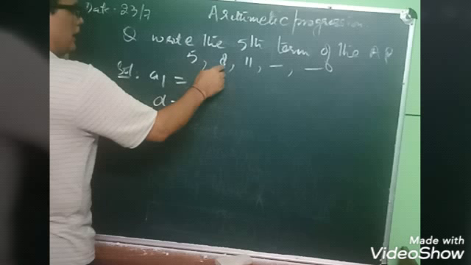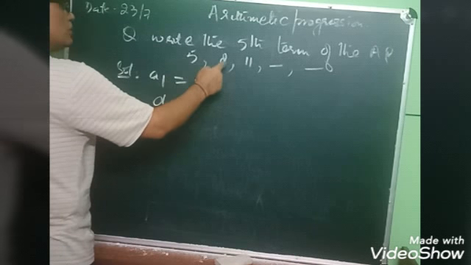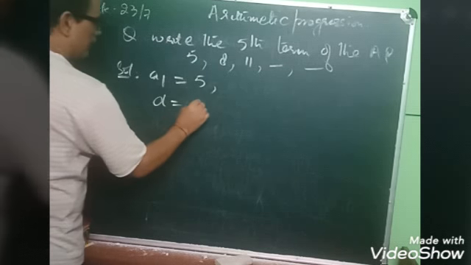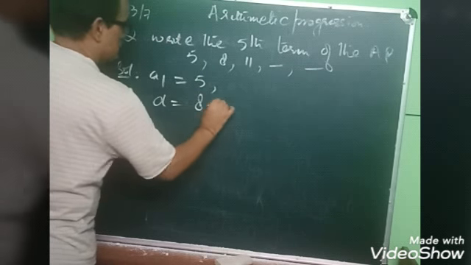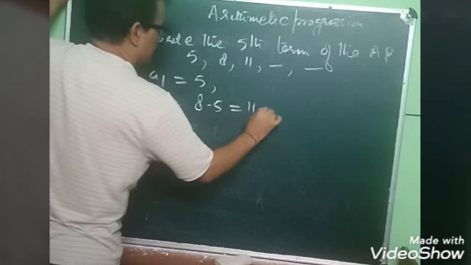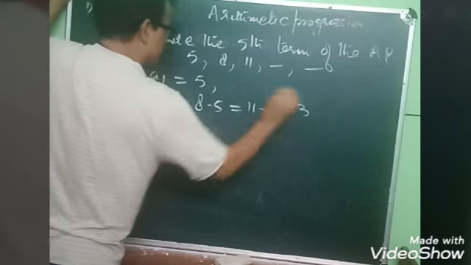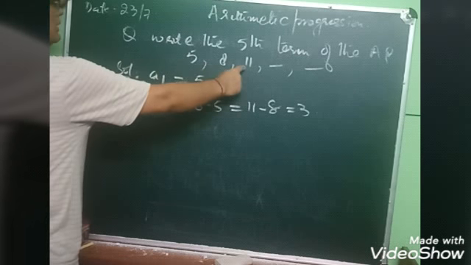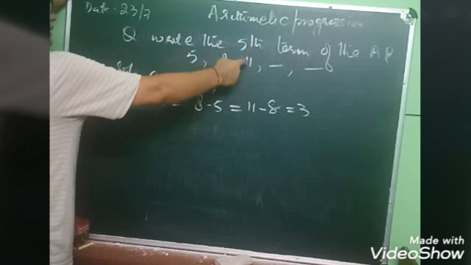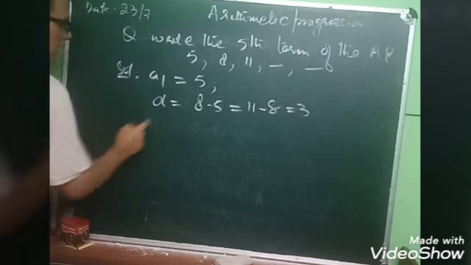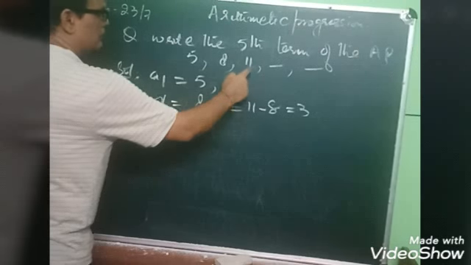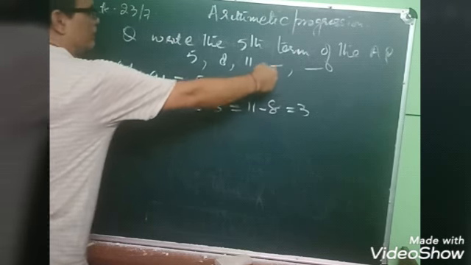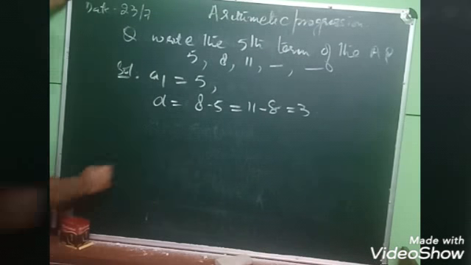d is equal to a2 minus a1, not a1 minus a2, it is a2 minus a1, a3 minus a2, and so on. So we can write it as 8 minus 5 is equal to 11 minus 8 is equal to 3. So the common difference is 3. Three terms are given, so I have made 8 minus 5 and 11 minus 8, that is equal to 3. Beyond that nothing is given, so we have made this much.